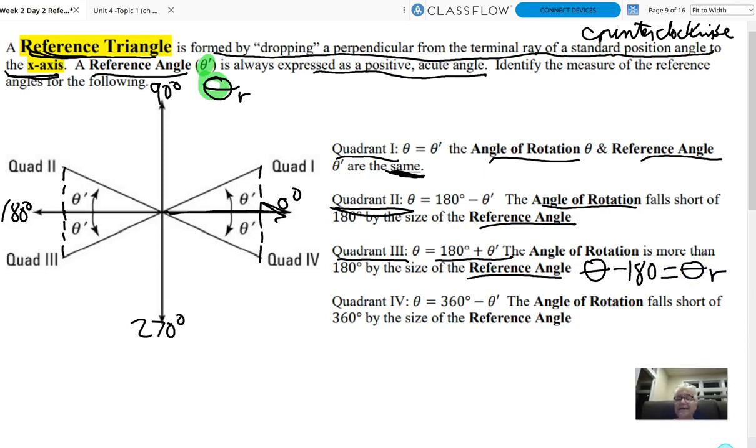Basically, it's always some kind of addition or subtraction to get the reference angle. Lastly, in quadrant 4, if you went all the way around, it would be 360 degrees. But if you do 360 degrees and subtract the reference angle, you will get the angle of rotation in quadrant 4. It's a good thing to memorize this page.